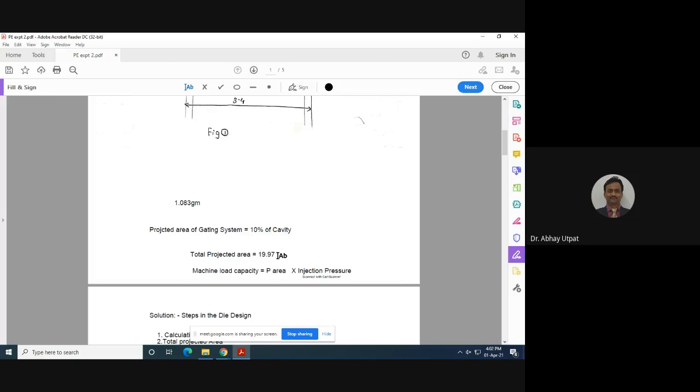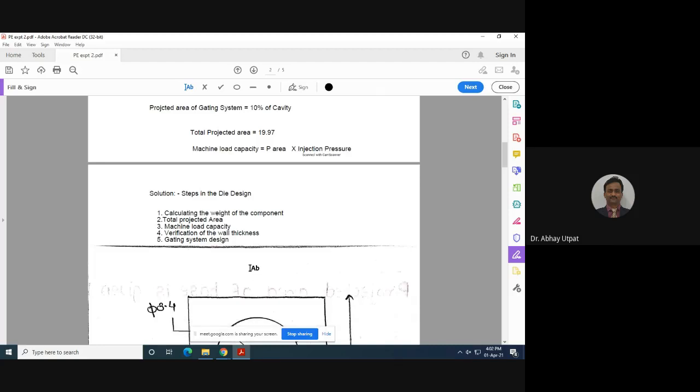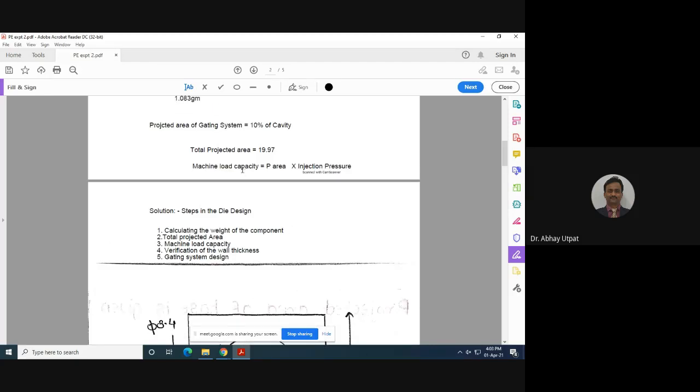And you will say, why have you taken 700? Because in the design data book which I have referred, the injection pressure available is 400 to 1500. Hence, I have selected in between, that is 700. So 700 into 20 becomes 14,000 kg, that is 14 tons.